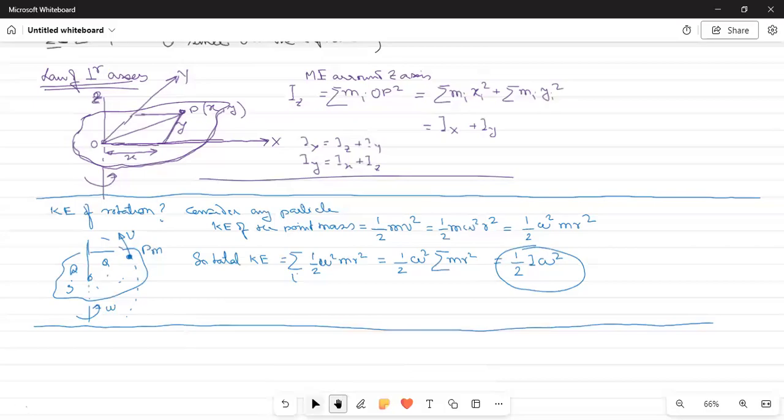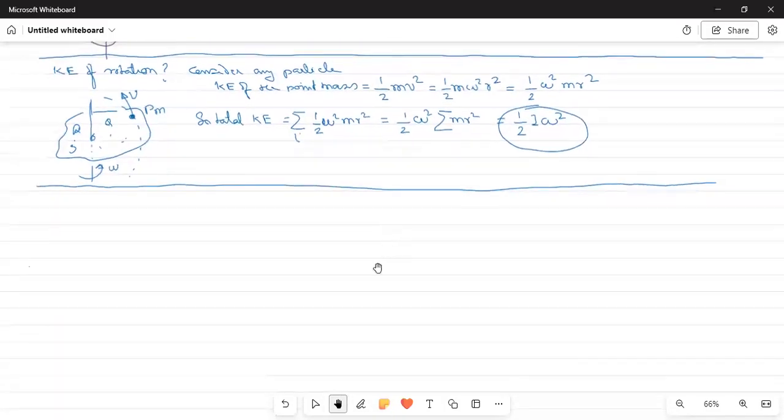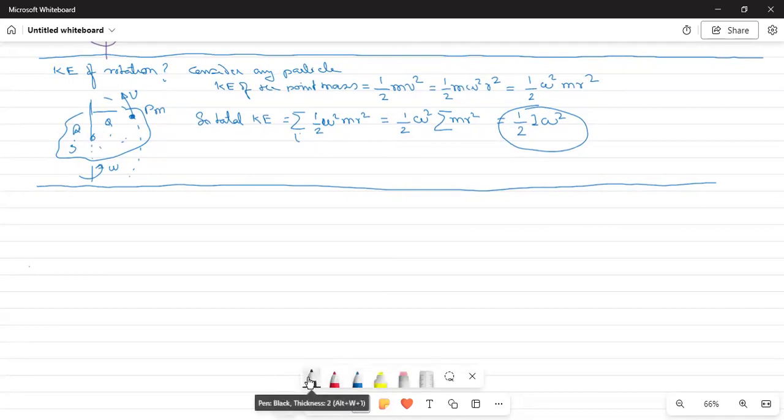Next thing we shall discuss. These are some small issues, very small issues, but you need to remember them. What is the impulse?